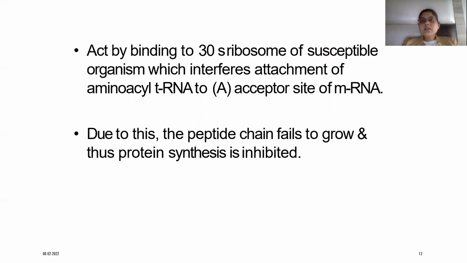Acting by binding to the 30S ribosome of susceptible organisms means, and I'm going to discuss protein synthesis in the further slides, they have the 30S and 50S ribosome. Tetracyclines bind to the 30S ribosome and inhibit the attachment of amino acid tRNA to the A site, the acceptor site of the mRNA. Thus the peptide chain fails to grow and protein synthesis is inhibited, and these are bacteriostatic in nature.